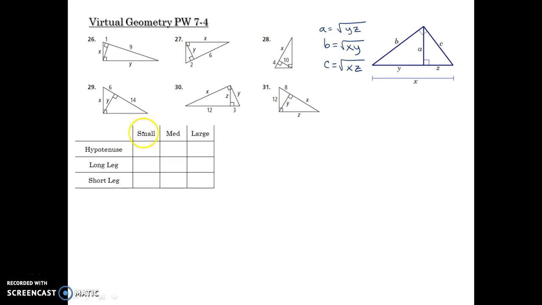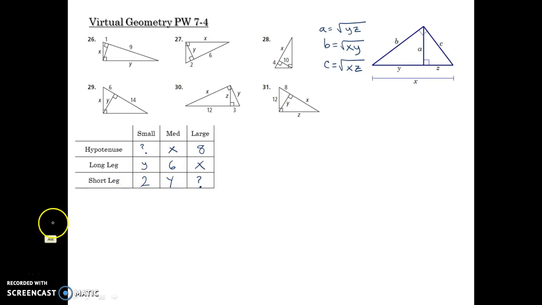We've got on our small triangle, the hypotenuse is unknown. We don't know what that is. The long leg is y. The short leg is 2. In the medium triangle, the hypotenuse is x. The long leg is 6. And the short leg is y. And in the large triangle, the hypotenuse is 8. The long leg is x. And the short leg, we don't know.